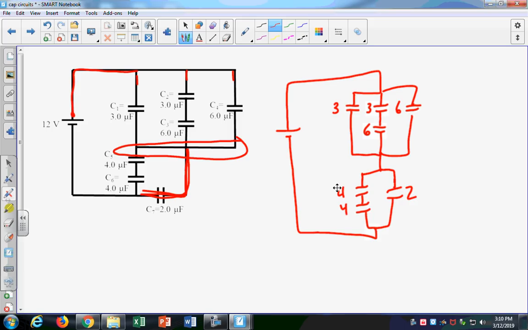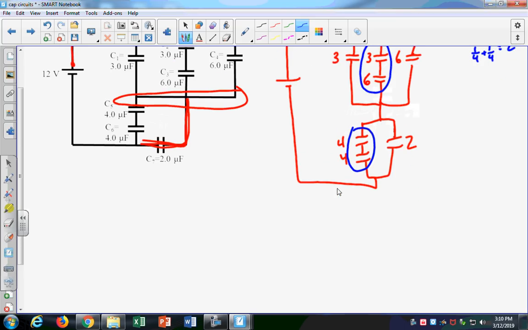Then I would find the equivalent capacitance. I would start with this and this. A 3 and 6 in series. That's 1 over 3 plus 1 over 6. That's equal to 2. And then a 4 and 4 in series. Let's see, that's also equal to 2. So both of those are equal to 2 microfarads.